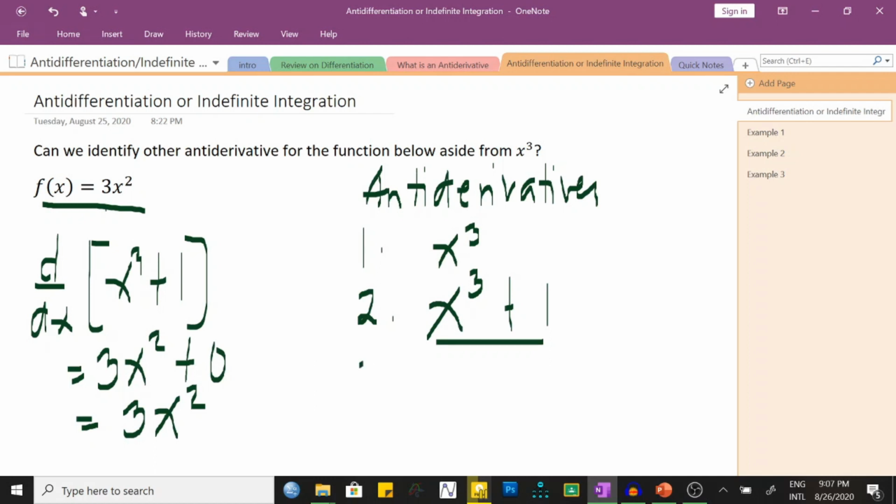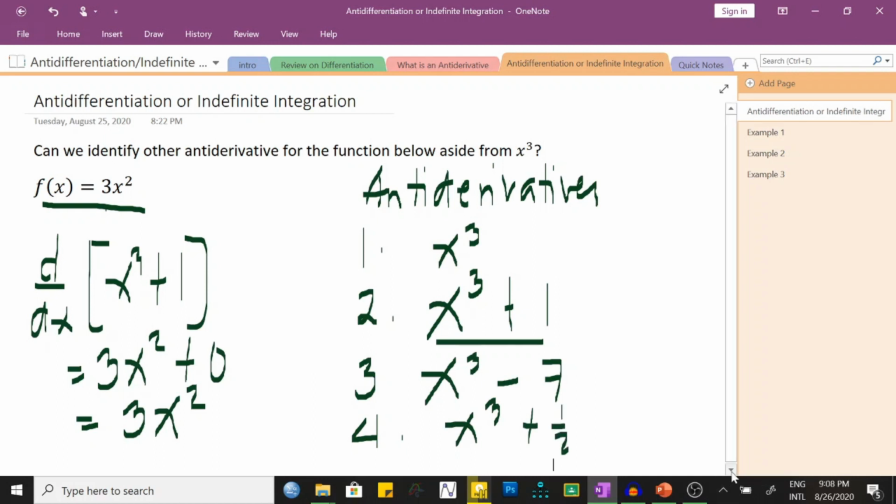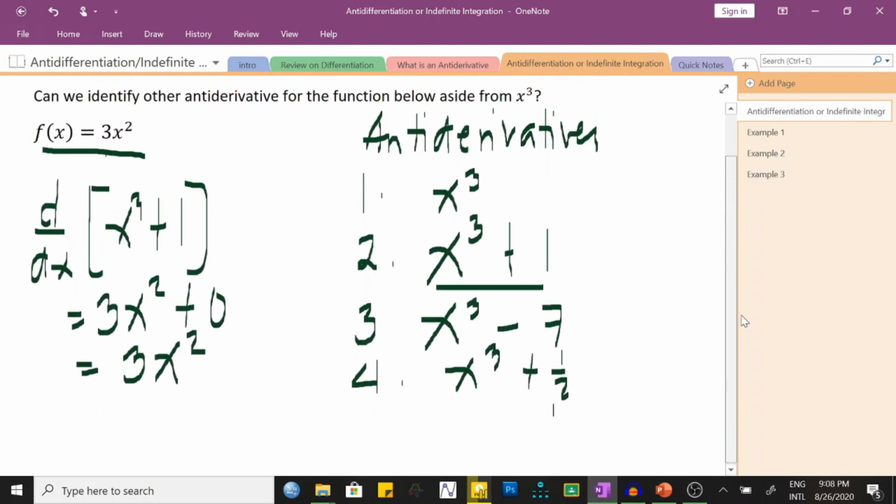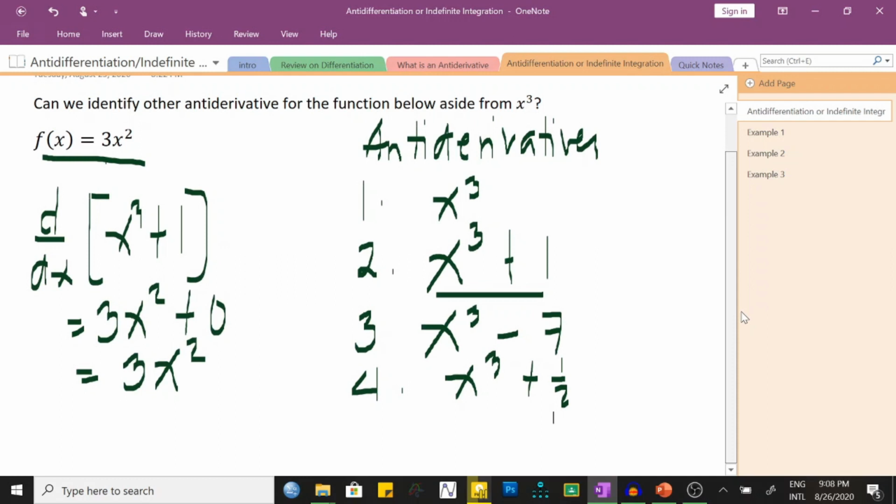Can you identify other function with the same derivative? So there are other antiderivative for sure. I can write x cubed minus 7. I can write x cubed plus 1/2. In other words, there are a lot of antiderivative. It's not just one, but there's actually infinitely many possible antiderivative for a particular function.